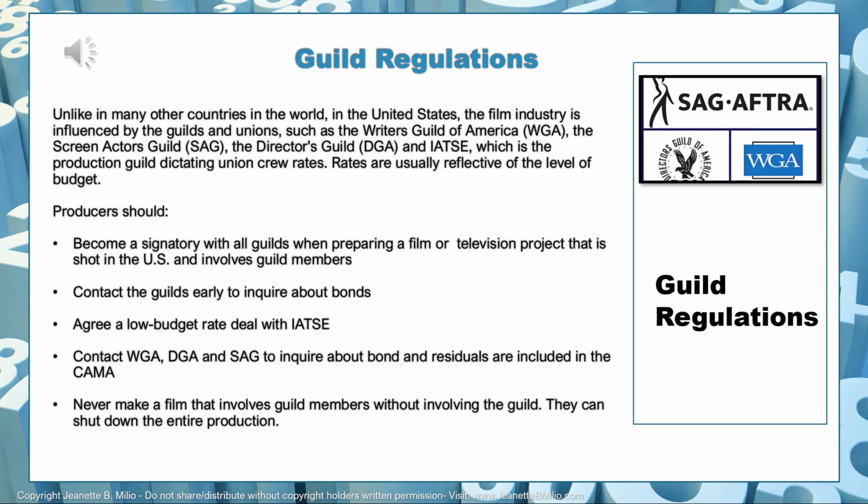IATSE is the general production union that regulates the rates you're paying to union members, like your crew. And if you are shooting a film with union members, you're going to have to deal with IATSE. And most films, even if they're low budget, have union crew involved. What you can do is call IATSE and talk to them about a low budget film you are producing and ask them if they will allow their members to receive a lower rate. And very often the union will talk to you about this and potentially lower the rates for their members.